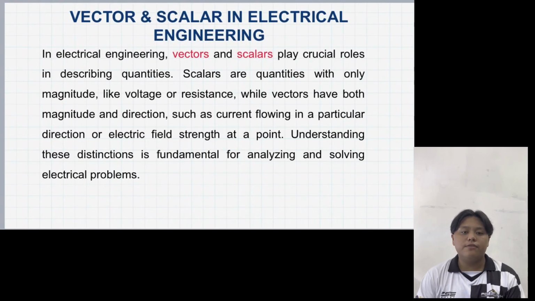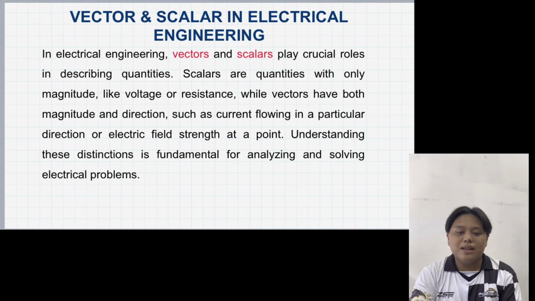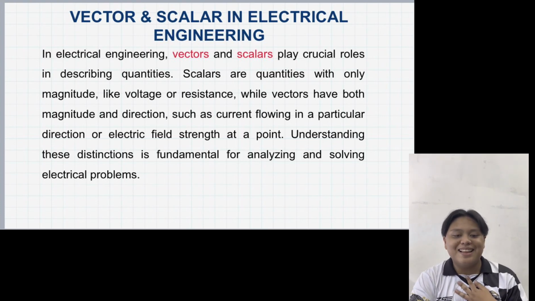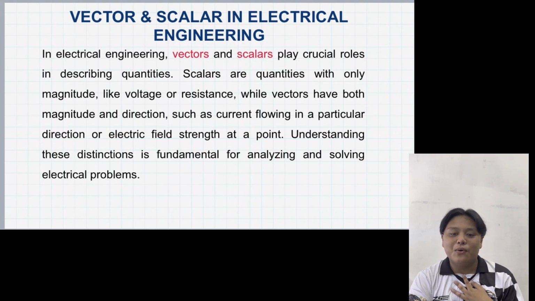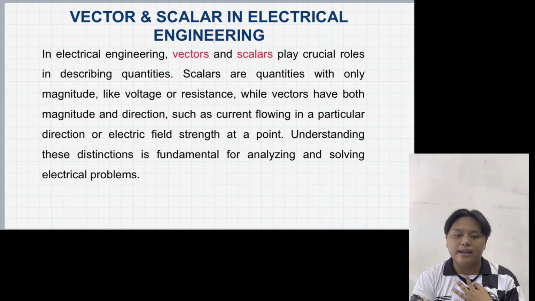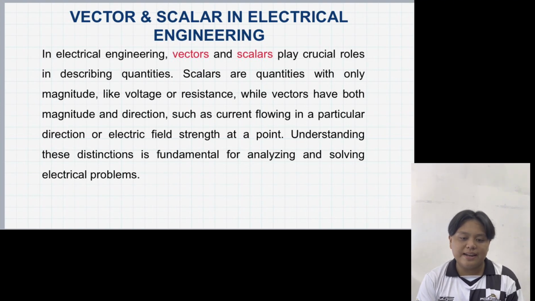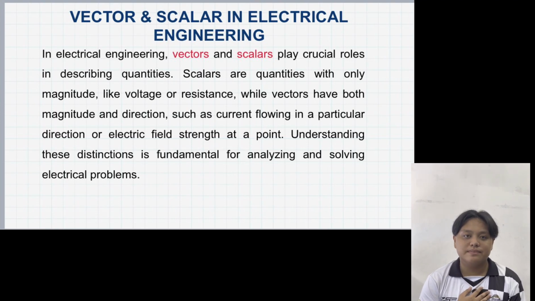This is the use of vector and scalar in electrical engineering. In electrical engineering, vectors and scalars play crucial roles in describing quantities. Scalars are quantities with only magnitude like voltage or resistance, while vectors have both magnitude and direction, such as current flowing in a particular direction or electric field strength at a point. Understanding these distinctions is fundamental for analyzing and solving electrical problems.